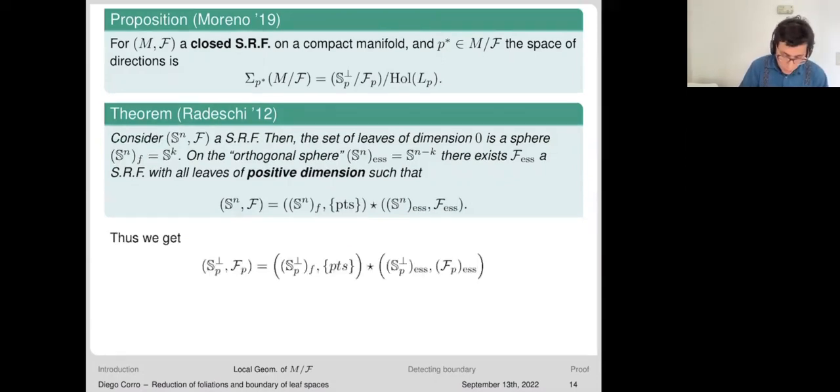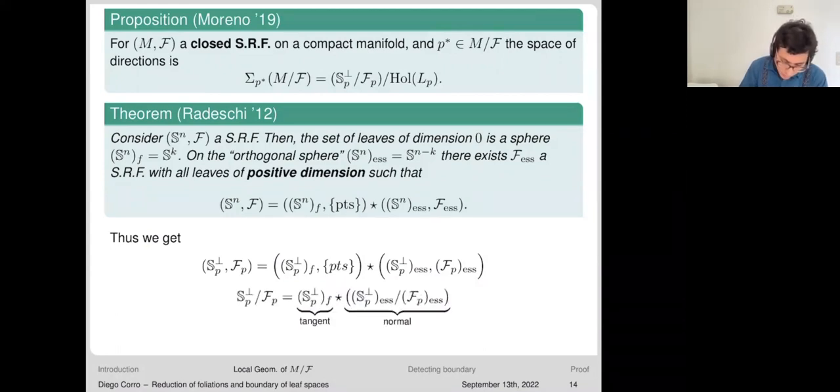So what happens when we apply it to the infinitesimal foliation? This result is saying that the infinitesimal foliation decomposes into a foliation of the sphere by points, and then an essential foliation with all leaves of positive dimension. But when we mod out by the infinitesimal foliation, here we're getting the same sphere because we did not identify anything at all, and here we're getting this quotient. The idea is that this sphere corresponds to the directions in the unit sphere of the leaves that are contained in the stratum that contains P. So basically all these directions are contained in leaves that have the same dimension as the leaf of P, and this would correspond to the normal directions to that stratum.